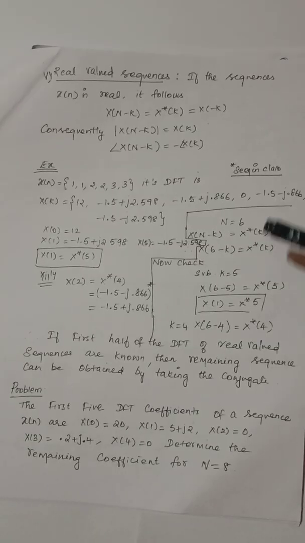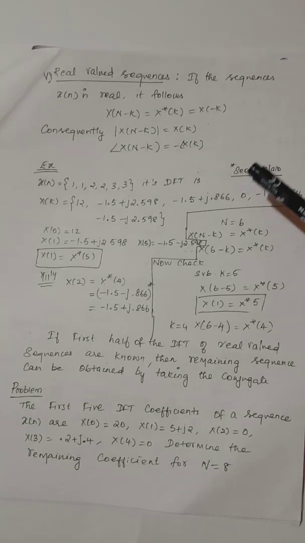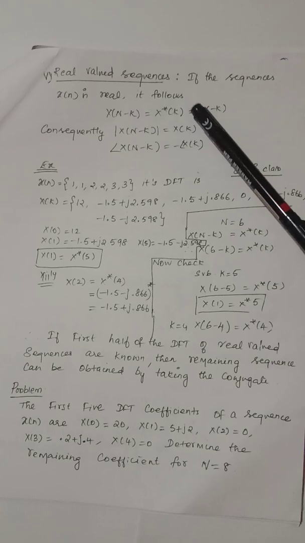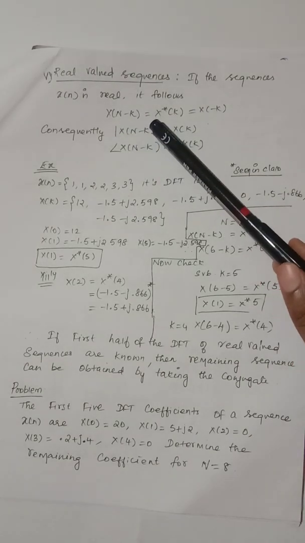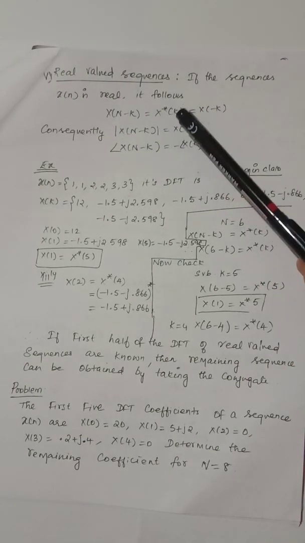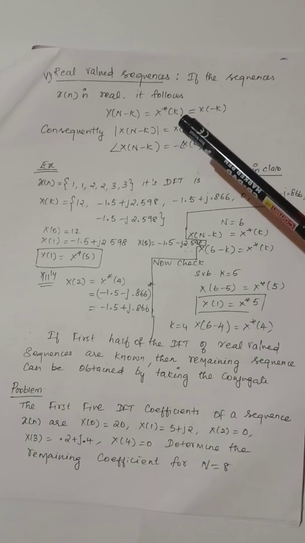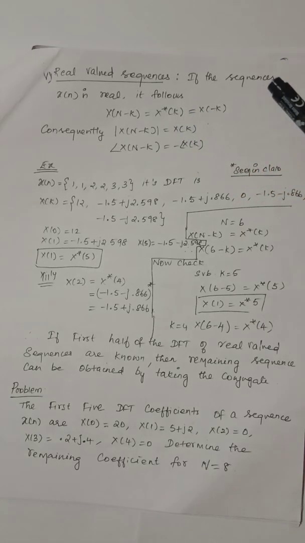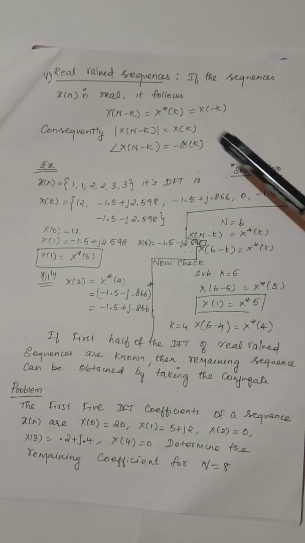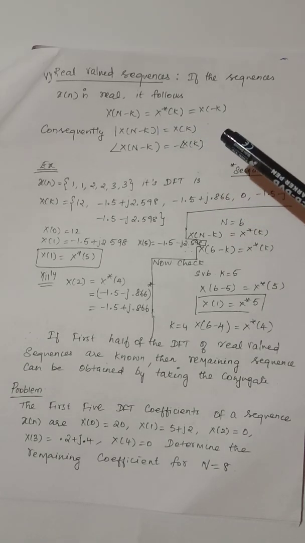Real value sequence. If the sequence x of n is real, it follows that x of n minus k can be obtained from x conjugate of k. What this means is, if one half of the DFT sequence is known, we can obtain the remaining part using this formula. Now I will explain this using some examples, then you will be able to understand.